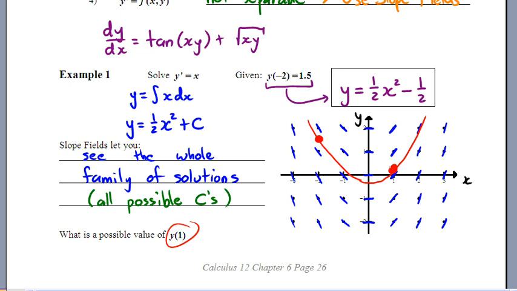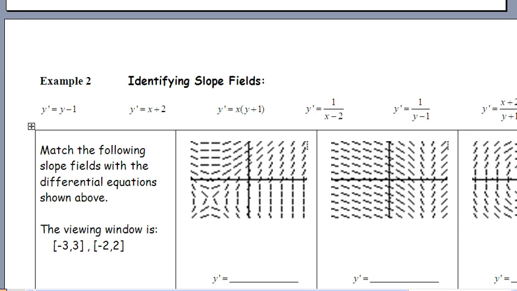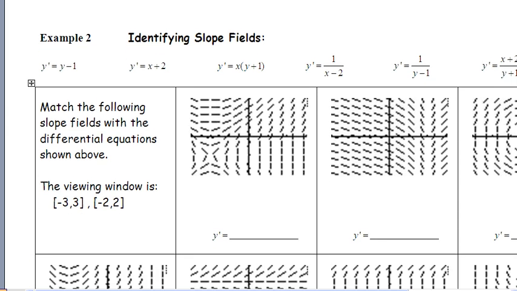Now on the next page, I've used a really bad graphing calculator program to draw some slope fields. And I apologize, they're just not very good looking. But we're going to see if we can do a little matching game here and figure out which slope field is for which differential equation at the top.